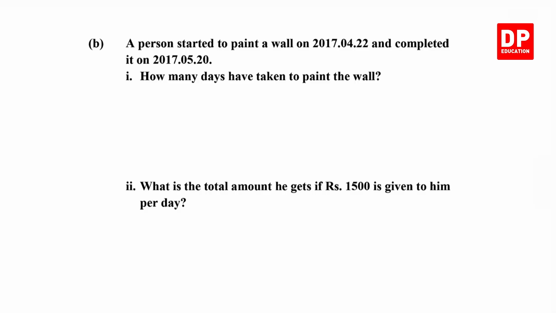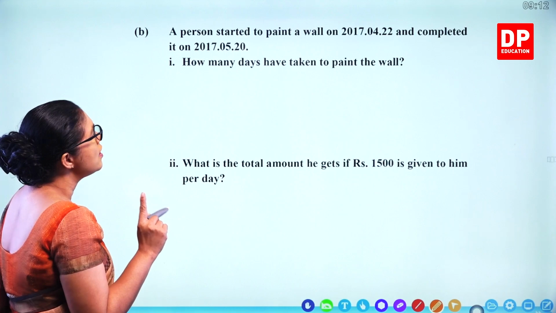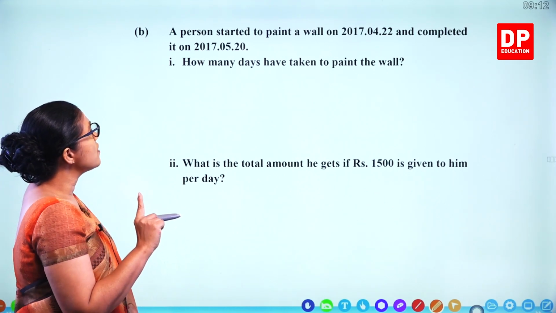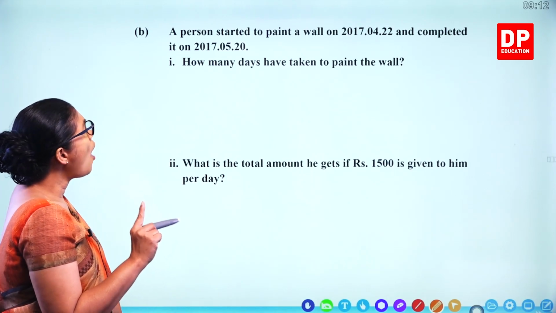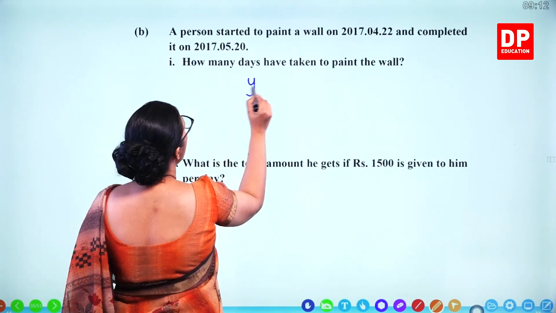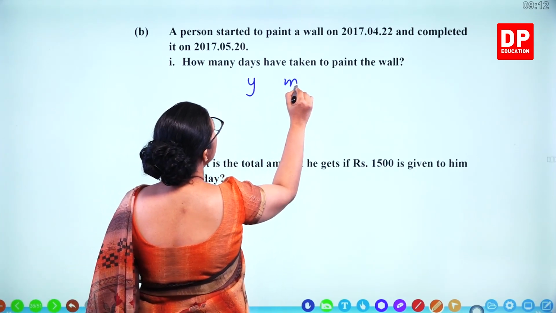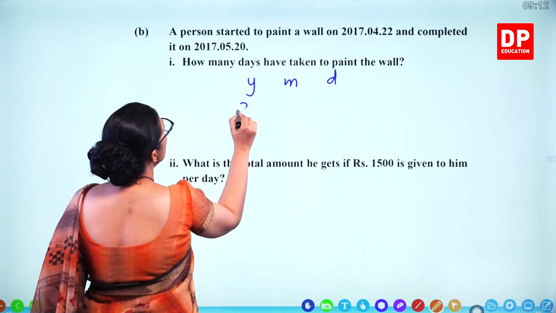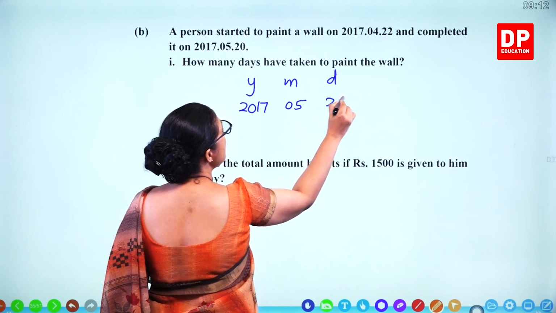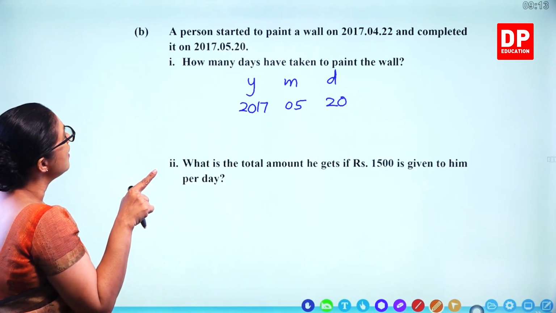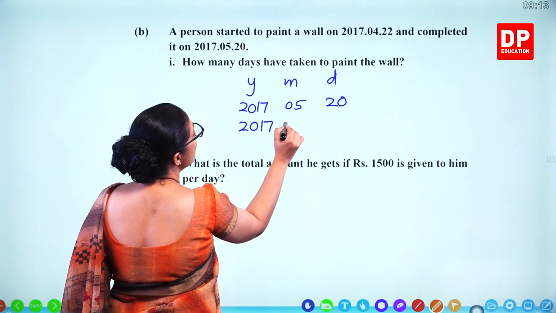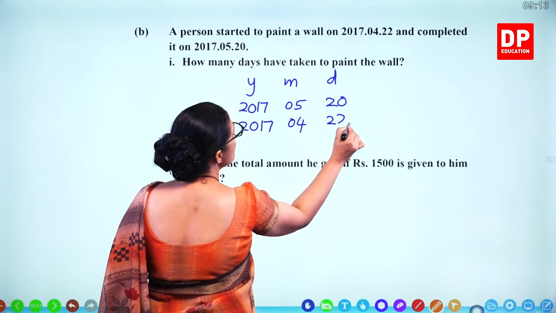Part B, a person started to paint a wall on 2017 4/22 and completed it on 2017 5 and 20. How many days have taken to paint the wall? So the difference, years, month and days. 2017 5 20, that's the last day, completed date. This one is the started date, 4 and 22. So subtract.